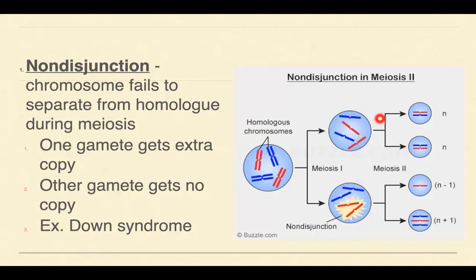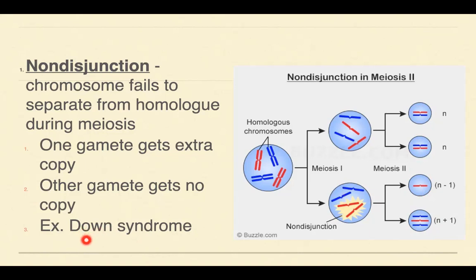But during meiosis 2, you can see you're supposed to end up with each cell having one red, one blue. So red, blue, red, blue. This one had only red. So these two blue chromatids failed to separate. So you've got one cell that has n-1, so it's missing a chromosome, and this one has an extra chromosome.